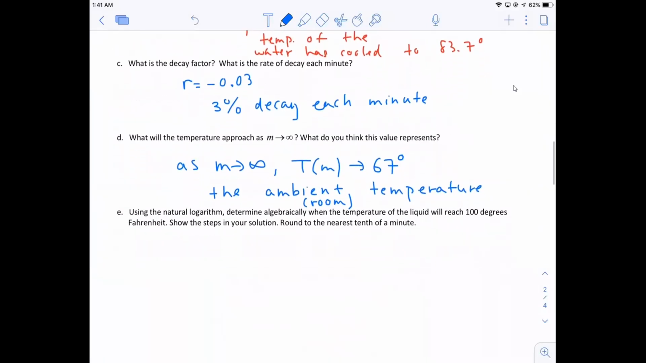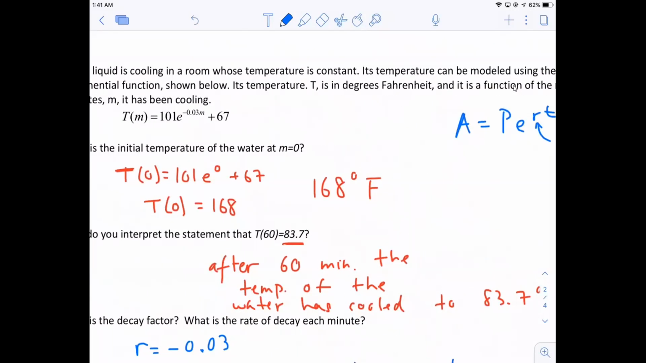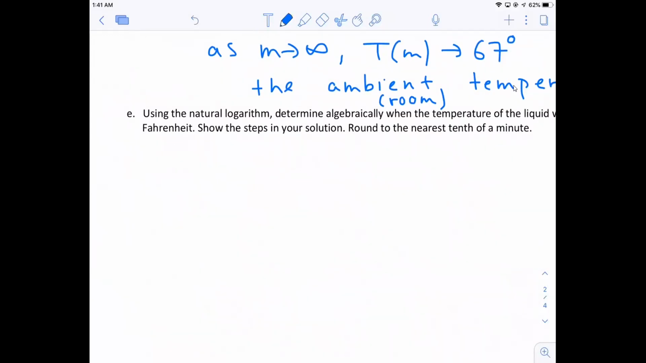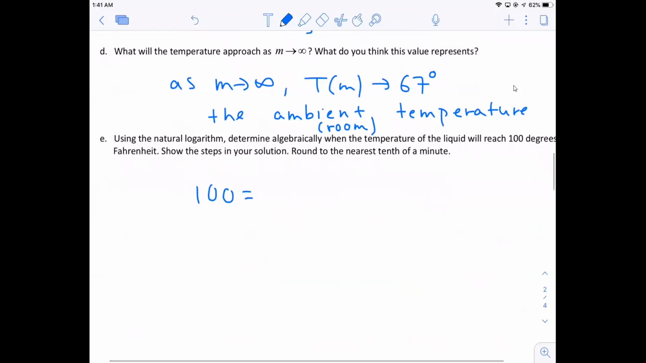So using the natural logarithm, determine algebraically when the temperature of the liquid will reach 100 degrees Fahrenheit. Show the steps in your solution, round to the nearest tenth of a minute. So let me copy my equation again. Well, yeah, let me just write it down. So 100 is going to equal, forget the numbers, 101 e to the negative 0.03 m plus 67.